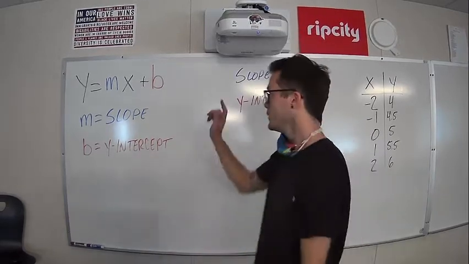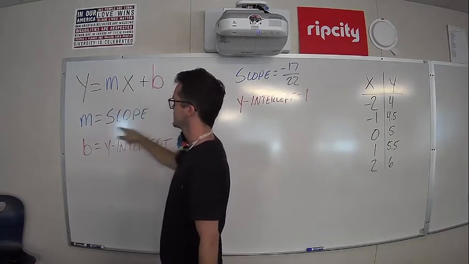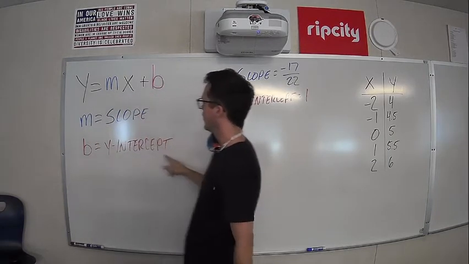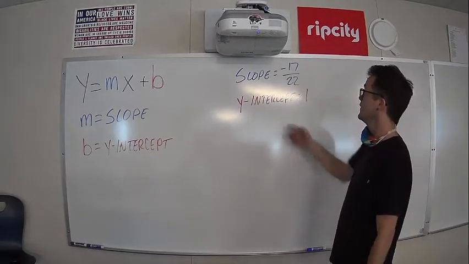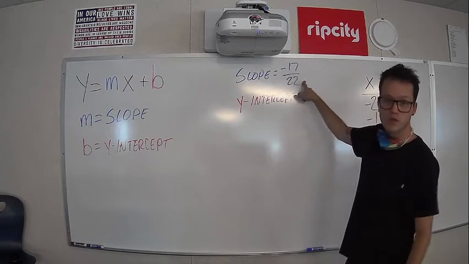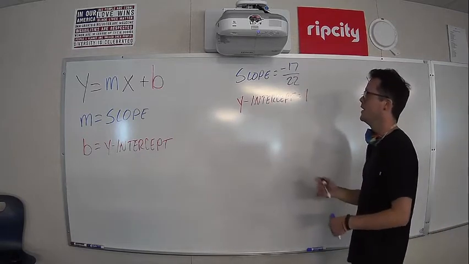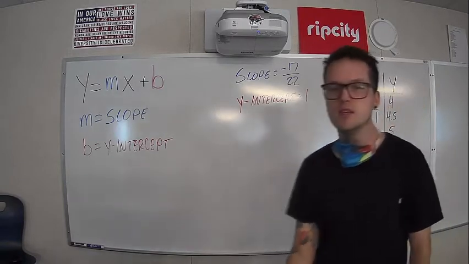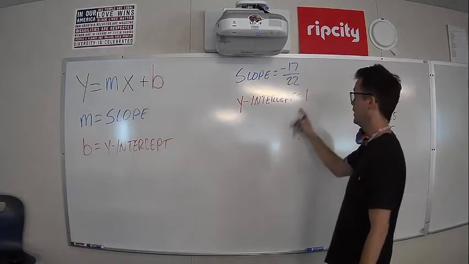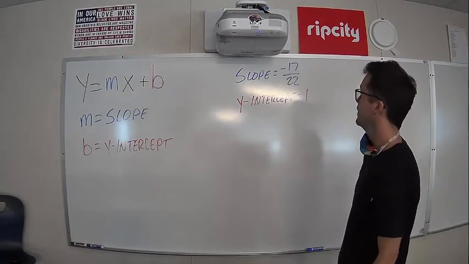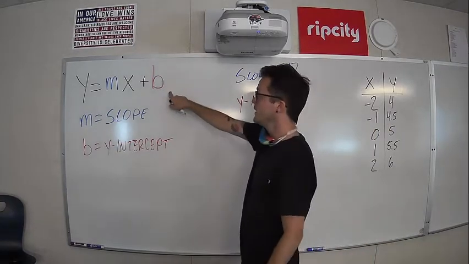A reminder for you, slope-intercept form looks like this: y equals mx plus b, where m is our slope and b is our y-intercept. So say you're given this information here. Say you're given the fact that you have a slope of negative 17 over 22, kind of gross, but we can work with it, and you have a y-intercept of 1. And your task is to simply write the equation of a line that uses this information, that has a slope that matches and a y-intercept that also matches. So we know it's going to look like this, and we just need to plug in these pieces.